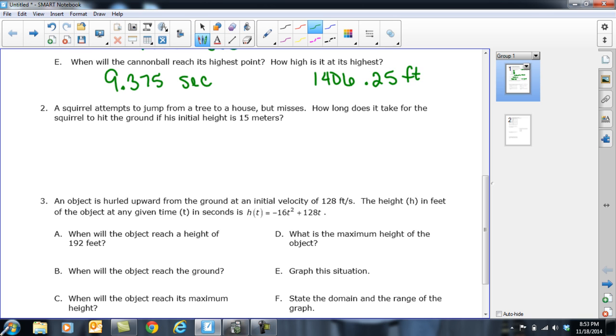And I guess there are 2 ways to look at this. There's more than one way to approach this problem. So what this problem tells us is that the squirrel attempted to jump. It doesn't say he actually did. He attempted to jump, but he really didn't jump.